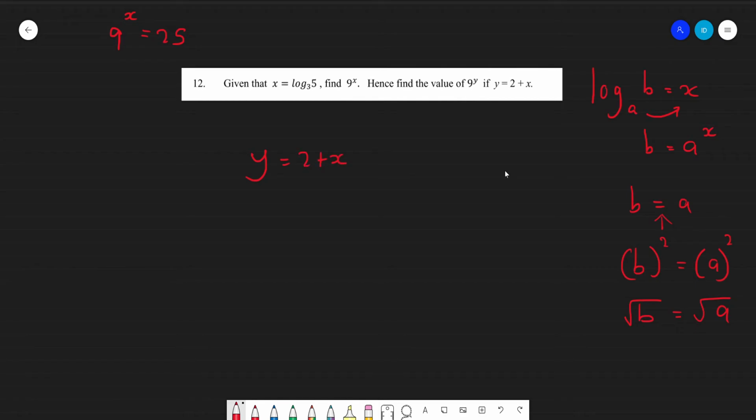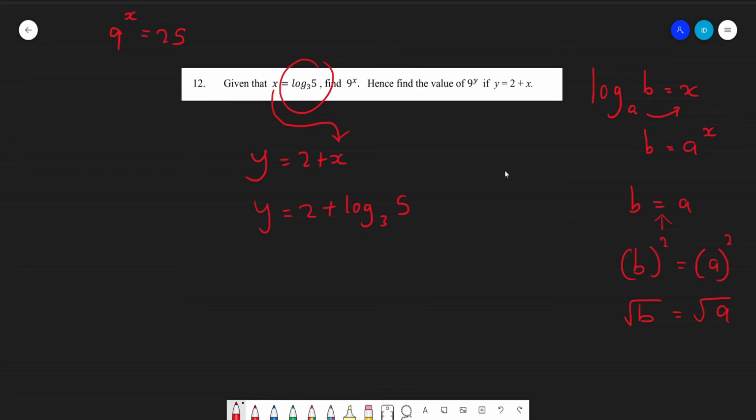And now, I know that x is log base 3 of 5. Therefore, I could just substitute it into the second equation. Then I will get a new equation, but the x will be substituted to become the value of log base 3 of 5.